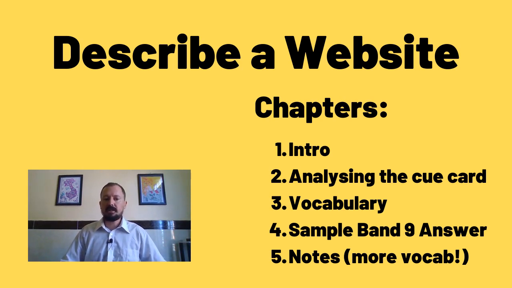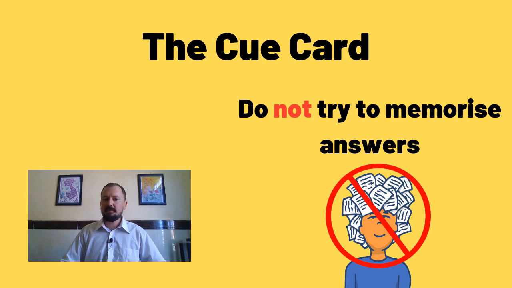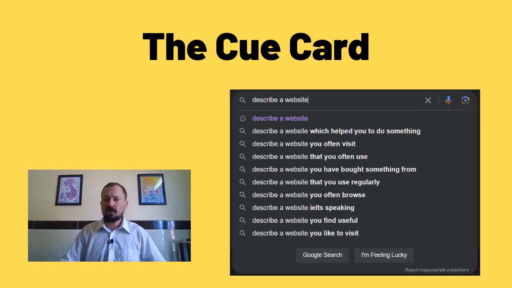All of this will be divided into chapters that you can use to more easily navigate back and forth if you want to skip around. It is impossible to predict cue cards, no matter what anyone tells you, but it is useful to practice common topics in order to prepare for your IELTS exam. When it comes to describing a website, there are many different ways that this could be phrased on the cue card, so please do pay attention and don't just memorize an answer in advance.